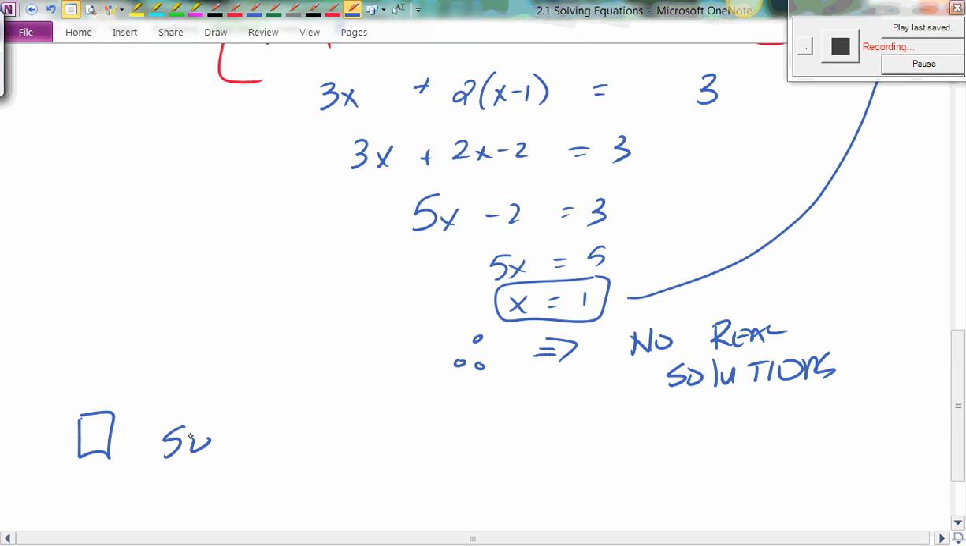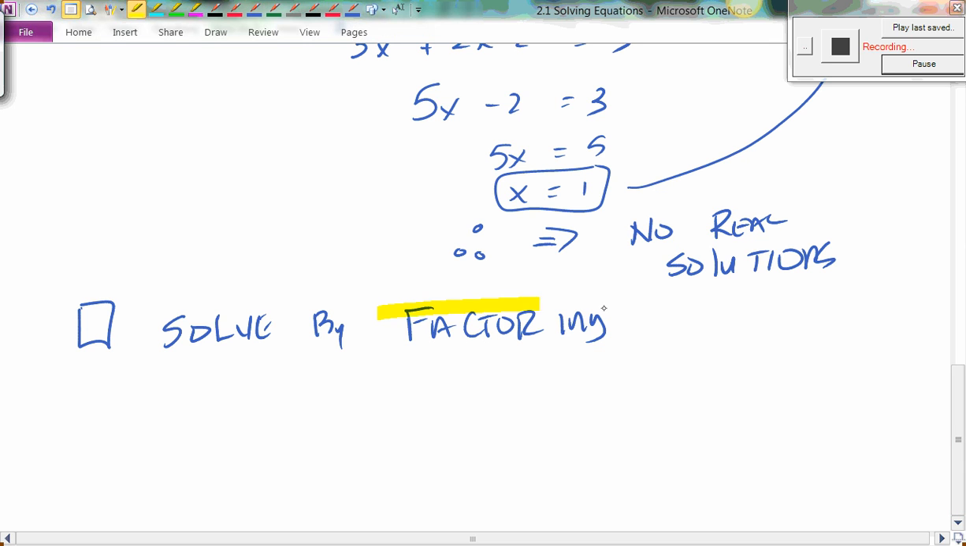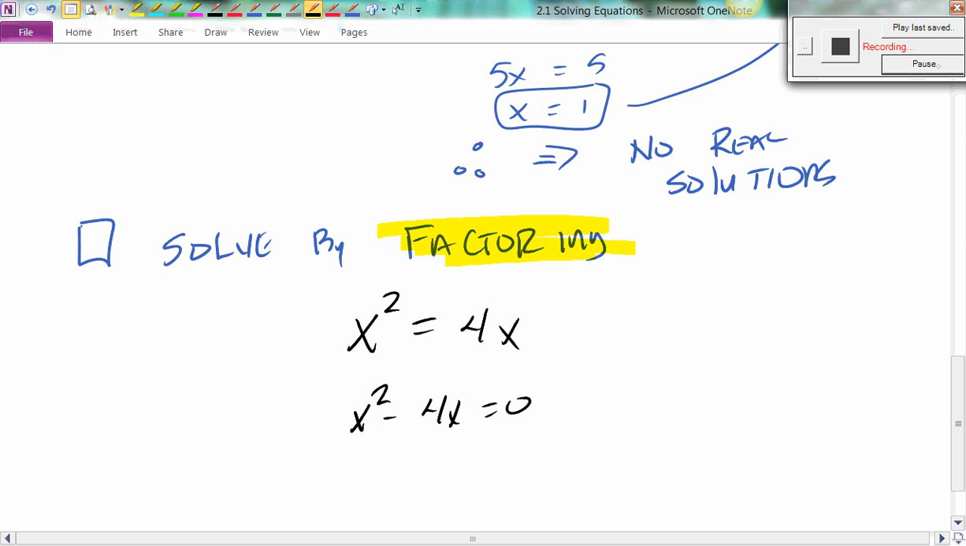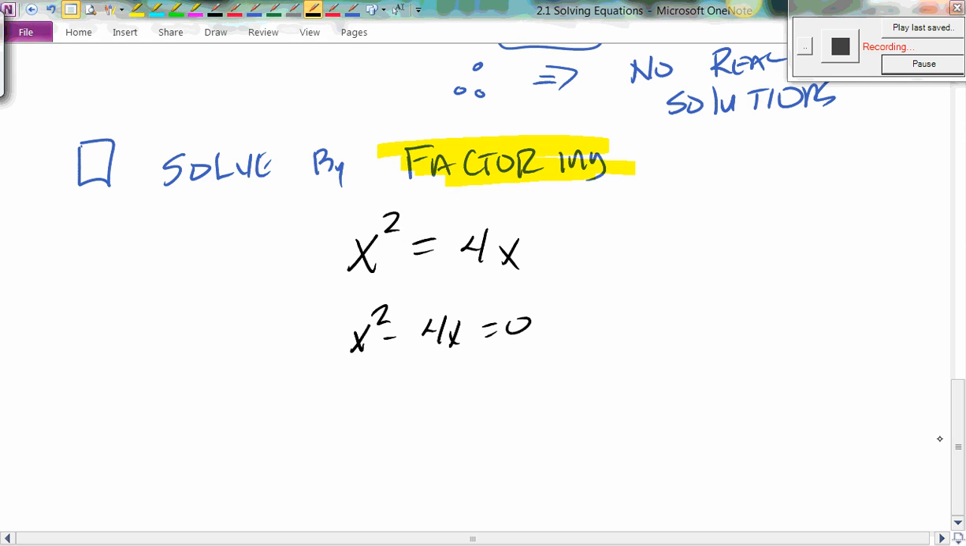Third box is solve by factoring. Okay, now if it says to solve by factoring, that we should do that, okay? So, I'm going to give you x squared minus 4x equals 0. Are you guys okay with that? Okay, I'm going to go with this. I like this one. X squared minus 4x equals 0. So now, can I factor anything out? Yes, x times (x minus 4) equals 0.